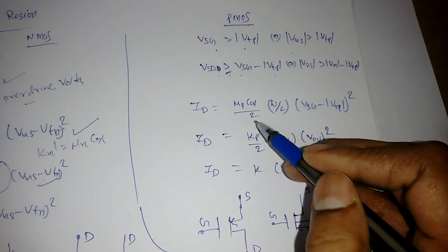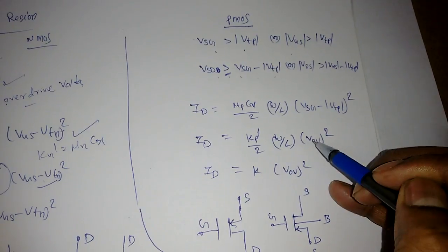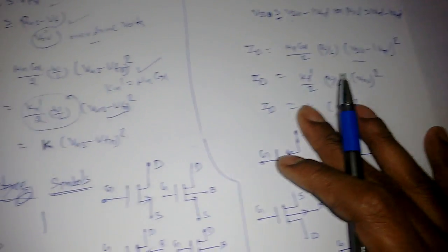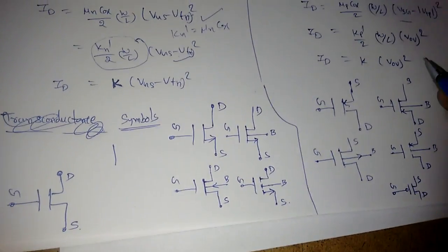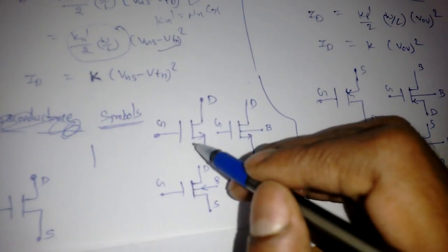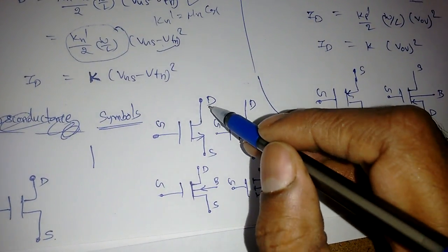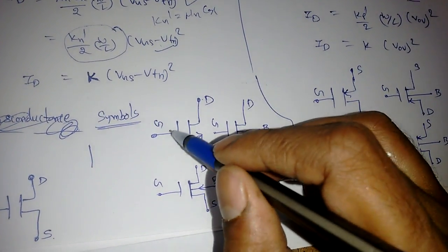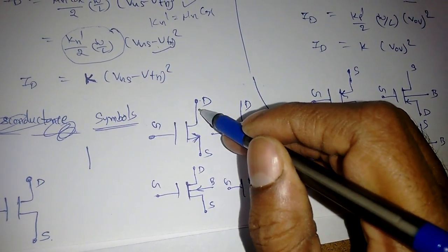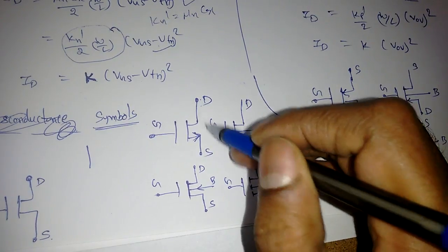ID is equal to Kp' by 2, W by L, VOV whole square, or VSG minus mod VTP whole square. Now when we see the symbols, we will have so many symbols, approximately 5 symbols. This one is normal, we will use generally. So drain is always up, gate and source. So for source I will give the current direction. So drain to source current direction is there.